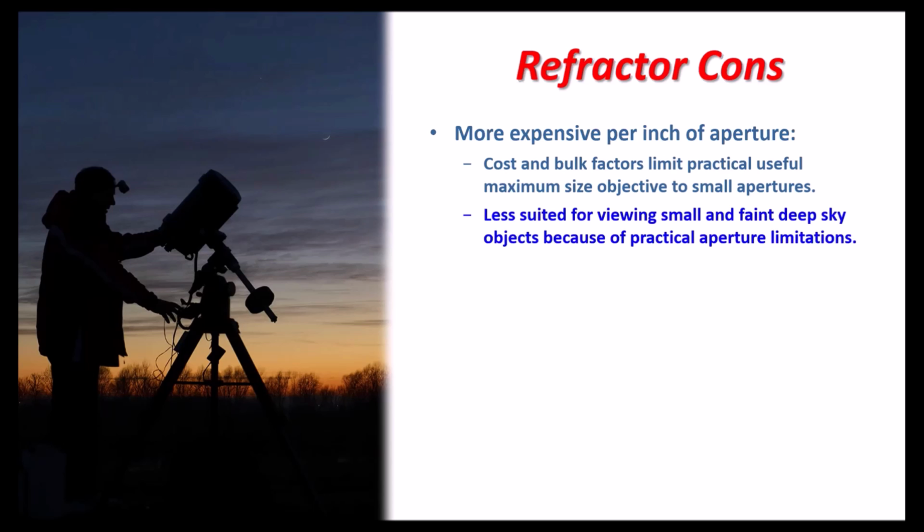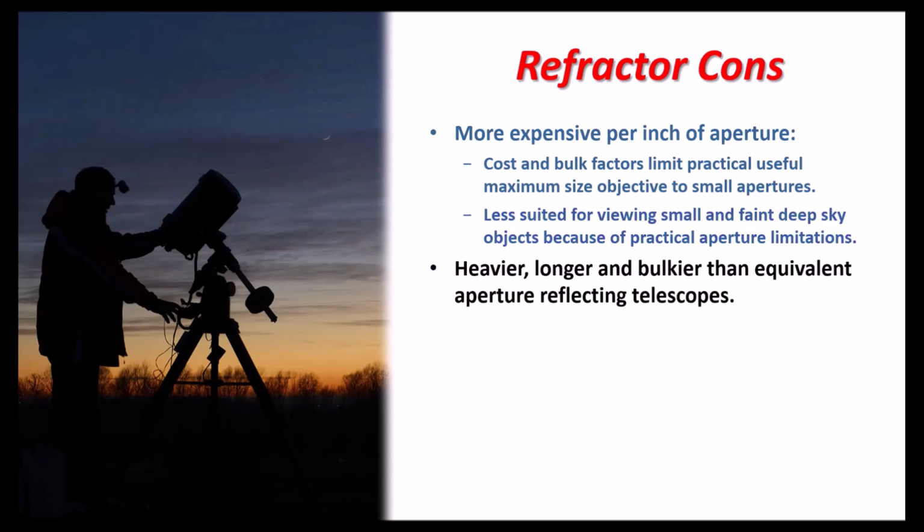So if you do want to observe deep sky objects, you probably want to be steered more to one of the other designs. They are good for deep sky objects, for wide field views, but if you want to see really faint stuff, they're not the best to get. And again, they're heavier, longer, and bulkier than equivalent aperture reflecting telescopes. A 6-inch reflector is a lot more portable than a 6-inch refractor, and definitely a 10-inch reflector is a lot more portable than a 10-inch refractor, as I mentioned here.